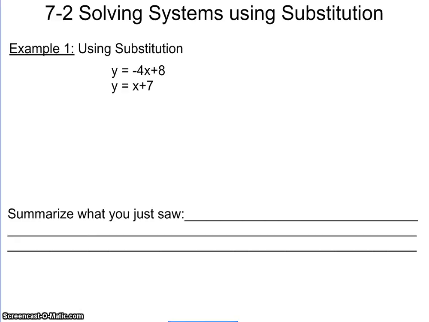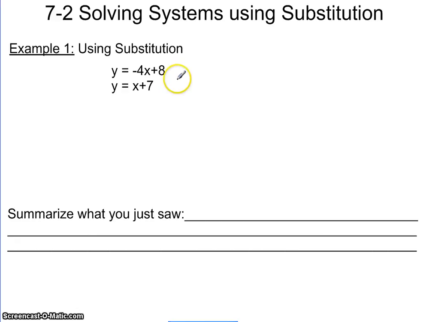So hopefully you were thinking in your brain something like substitution means replacing something with something else. So what we're going to do is we're going to replace different parts of our equation to help us figure out the answer to our system of equations. This is really just a shortcut so that we don't have to actually graph our systems of equations every time, because we know that can be kind of time consuming.